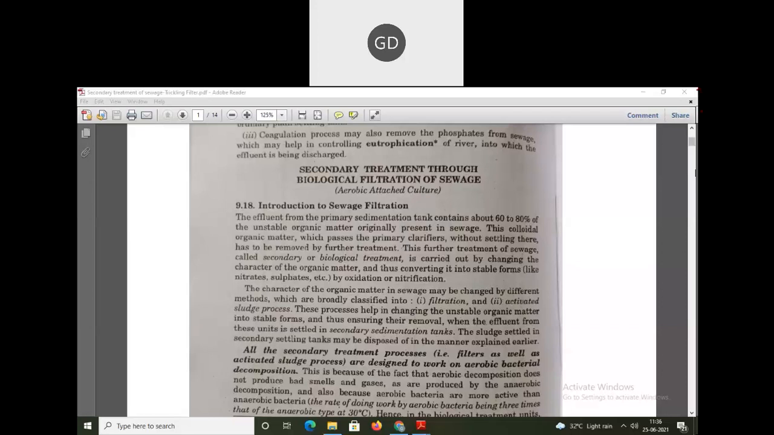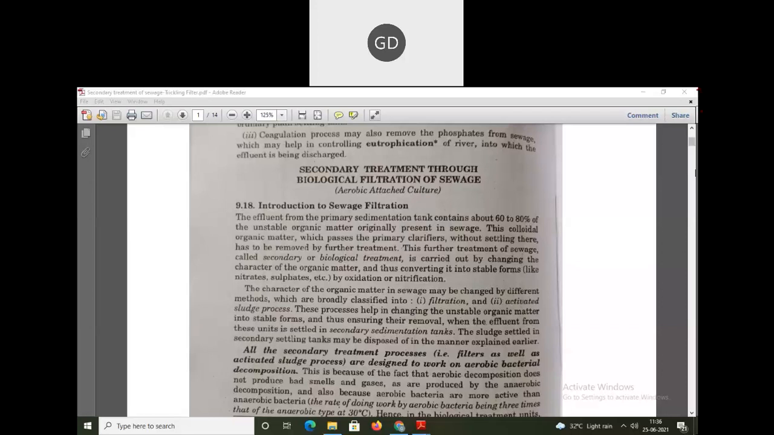This further treatment is known as your secondary treatment or biological treatment. What the secondary treatment does is actually change the character of the organic matter by converting it into stable forms, like nitrates or sulfates, by the process of oxidation or nitrification.